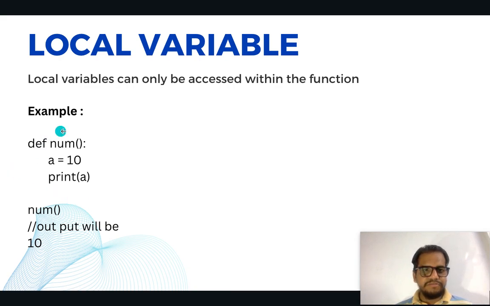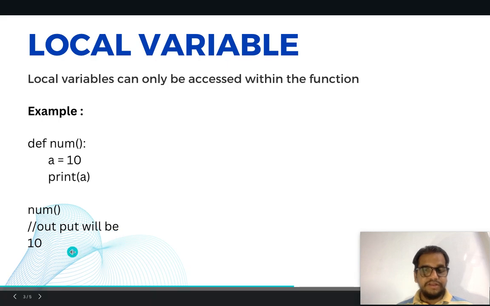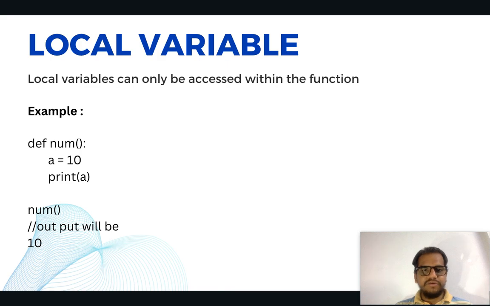In an example, def num, we are taking the function name, and right here a is equal to 10, and print a. So we can call the num function here, and the output will be 10. So here we are taking the variable a as a local variable and we can print it. We didn't mention a local keyword here. No need to mention it, or we can't mention it. So this is the way to write a local variable.